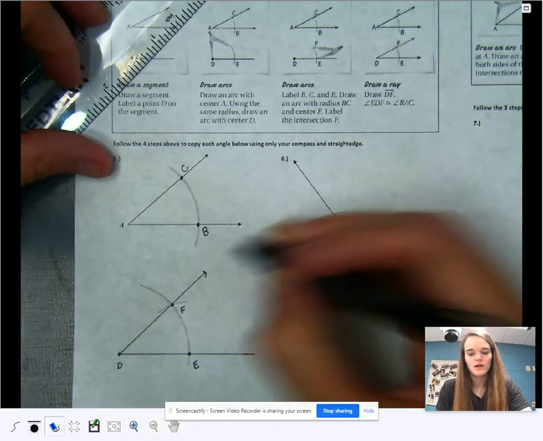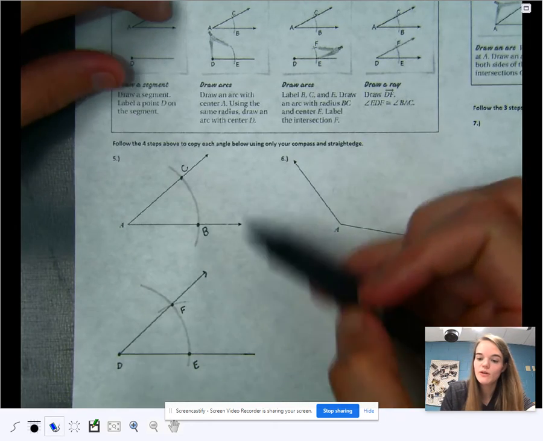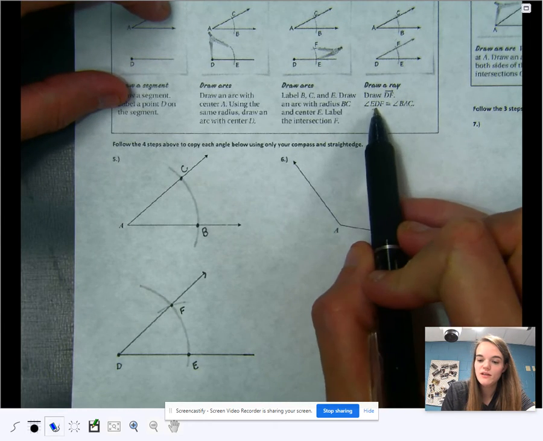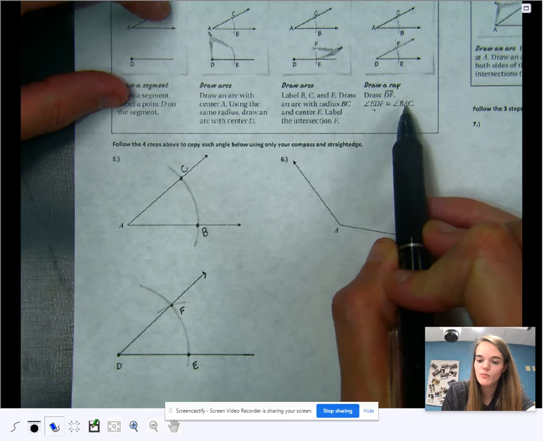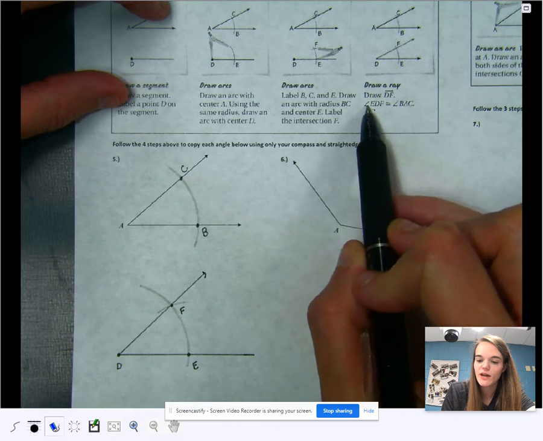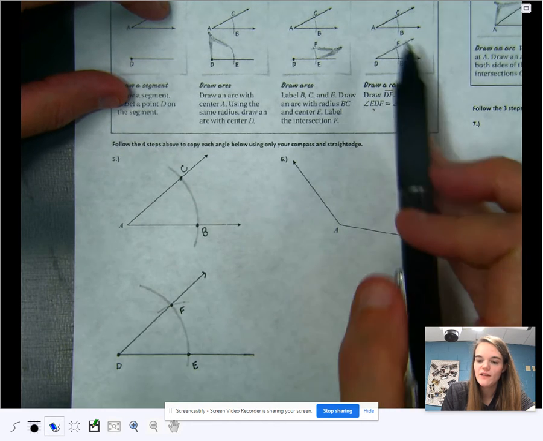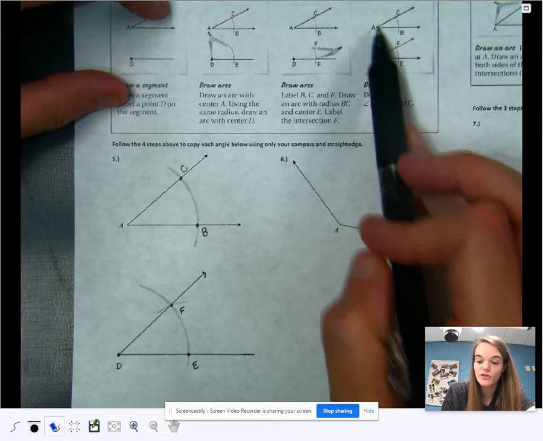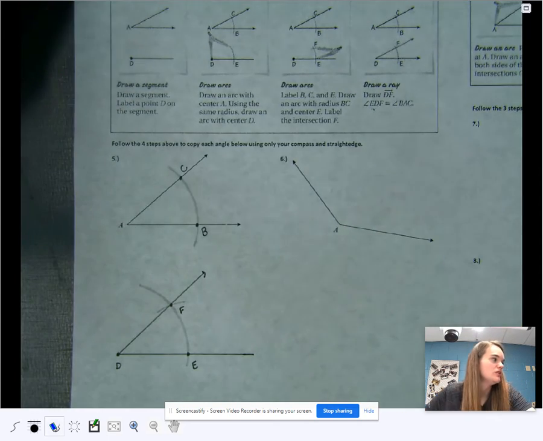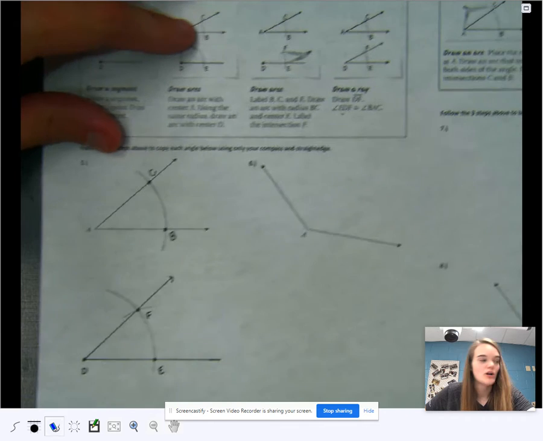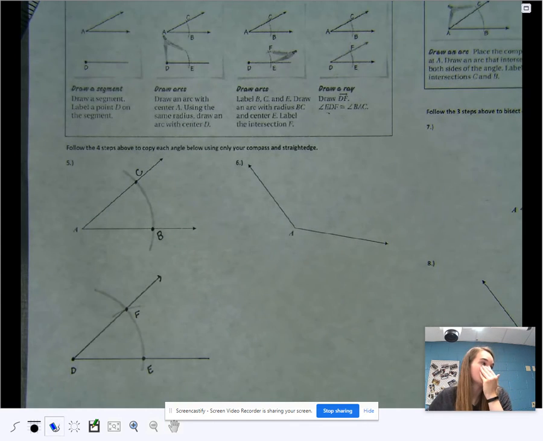There we go. Now these two angles are congruent. That's what this means. EDF is congruent to BAC. Notice they have the angle mark to let you know it's an angle. The vertices, vertex is in the middle. That's something you need to know. Okay, try number 6 as well. Copy that one on your own.